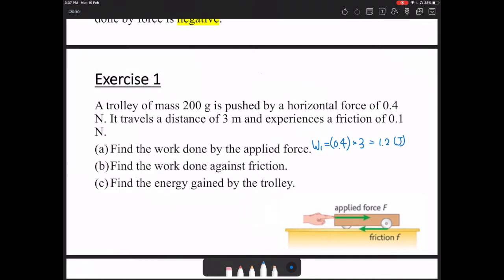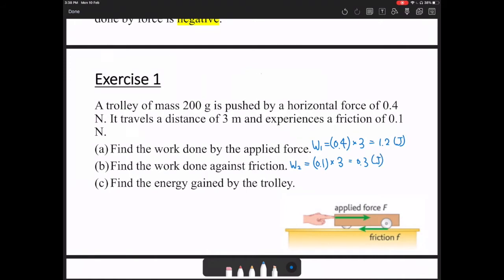Part B. Find the work done against friction. I write it as W2. So still the same. In this case, the force is friction. The friction is 0.1 newton, so 0.1 times the displacement, which is still 3 meters, times 3. So that would be 0.3 joules.